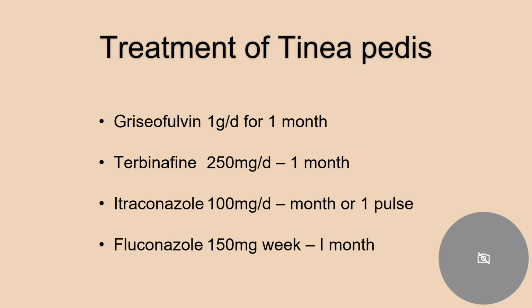The treatment of tinea pedis can be topical or oral. We use griseofulvin 1 gram per day for a month, alternatively terbinafine 250 milligrams per day for a month. We can also use itraconazole 100 milligrams per day for a month. And in resource-constrained settings, we would use fluconazole 150 milligrams weekly for a month.